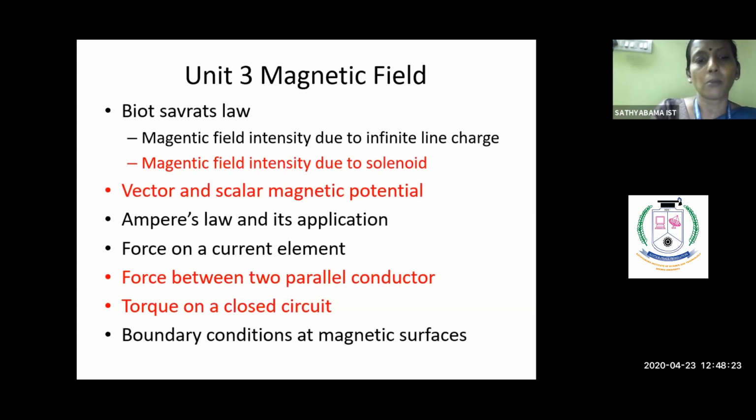Boundary conditions are quite simple, because we have already done boundary conditions in the second unit for the electric field. The same will continue for the magnetic field also here.